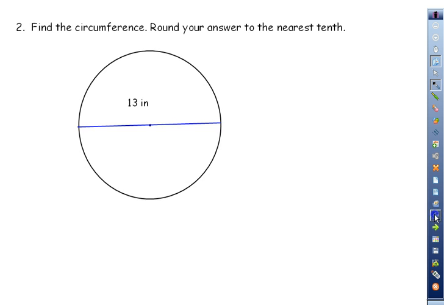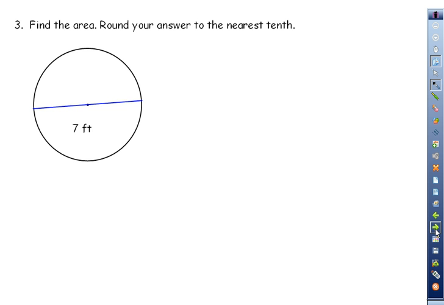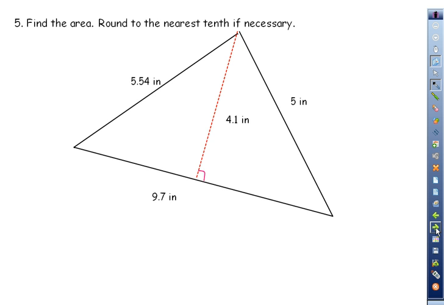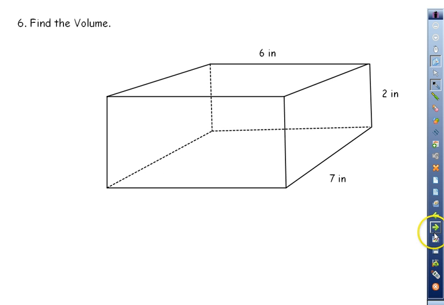So again, you're going to have perimeter to look at. You're going to have circumference. You're going to have finding the area of a circle, finding the area of a parallelogram, area of a triangle, and then volume of a rectangular prism. And again, using the formula, length times width times height. Some of us have done this one, some of us did not, depending on which class.